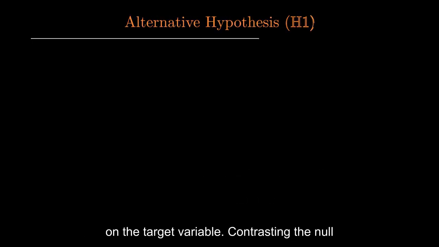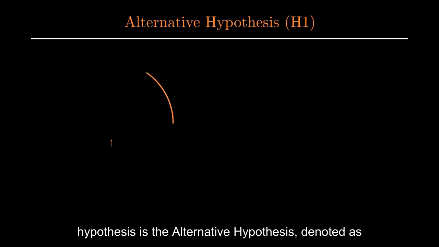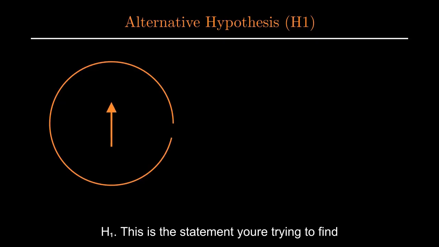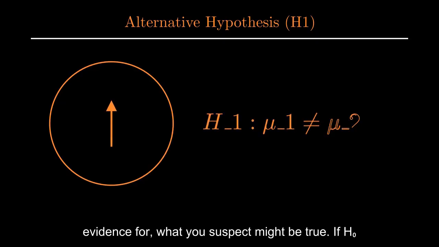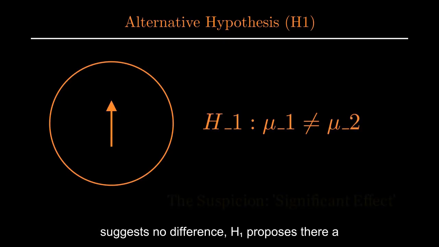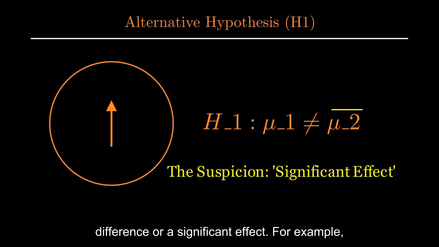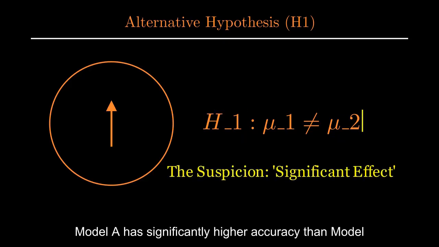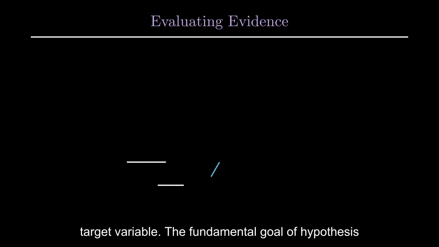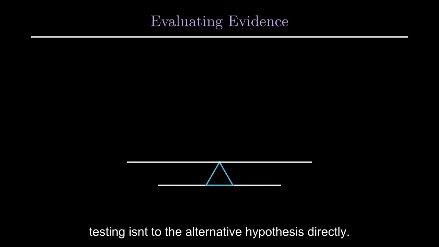Contrasting the null hypothesis is the alternative hypothesis, denoted as H1. This is the statement you're trying to find evidence for, what you suspect might be true. If H0 suggests no difference, H1 proposes there is a difference, or a significant effect. For example, Model A has significantly higher accuracy than Model B, or this feature has a significant impact on the target variable.